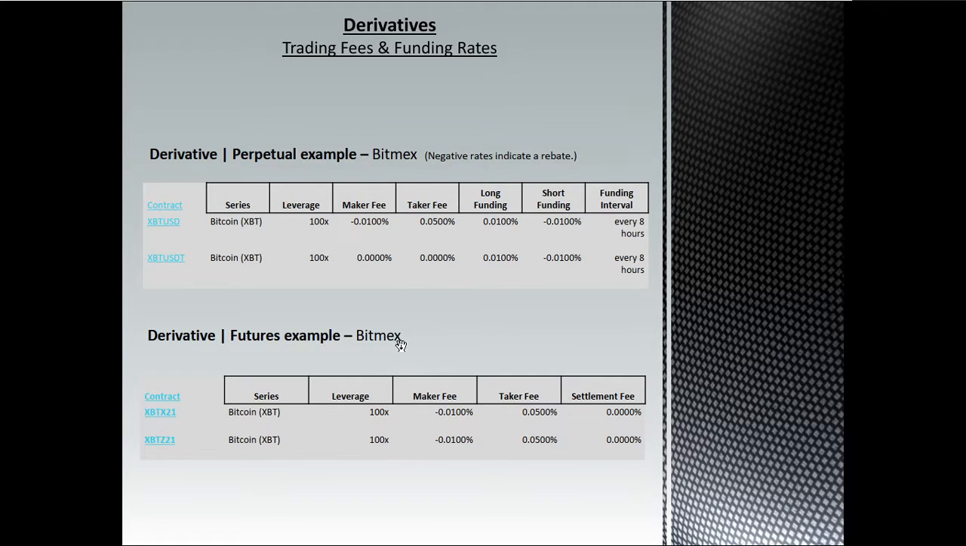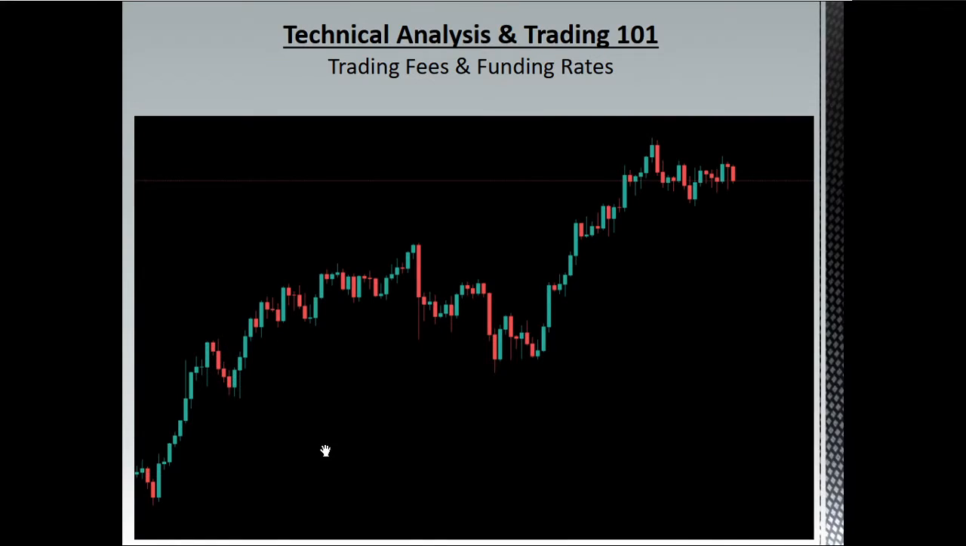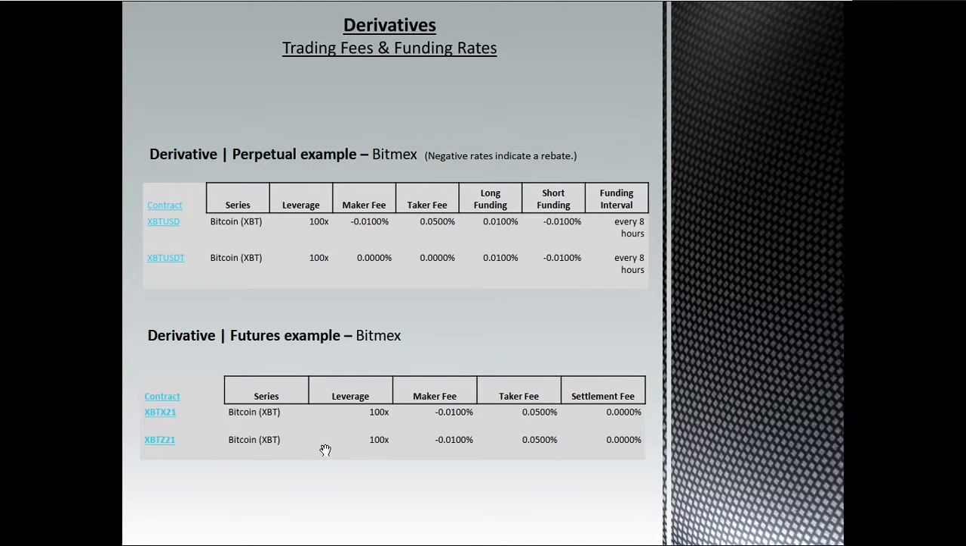For BitMEX futures, they offered 100x leverage for that XBT 21 contract. Their maker fee was negative 0.01. Their taker was 0.05. But of course, it's a futures contract, so that settlement fee can change. Oops, man, I just went way past there, didn't I? All right.